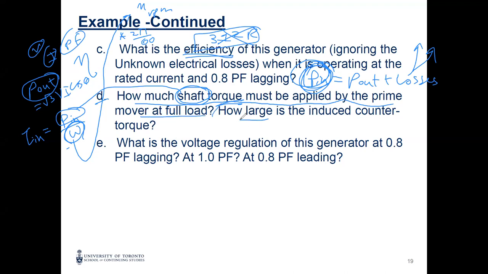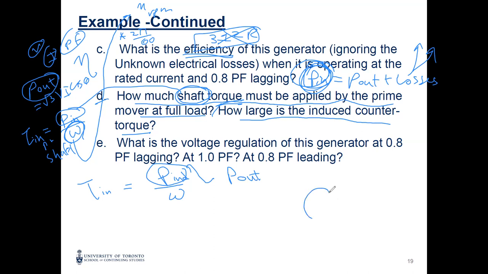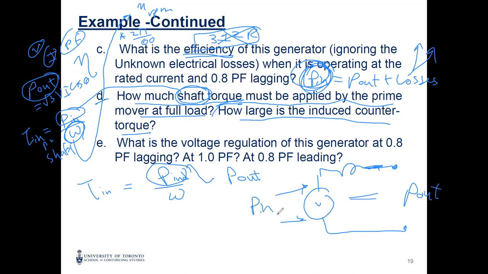And then they said how large is the induced counter torque. So if you want the induced, not the input, this was the input or the shaft, the induced torque is equal to P induced or P converted over the omega. What is the P induced? It's the output power actually, because the induced is the power here, right? And because you don't have any losses for the R_A, the output power is equal to the induced.